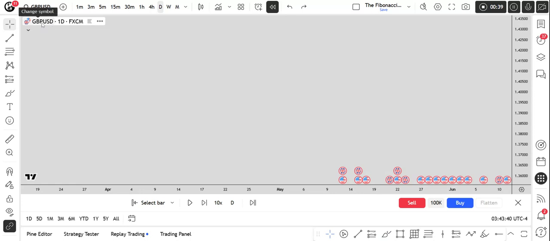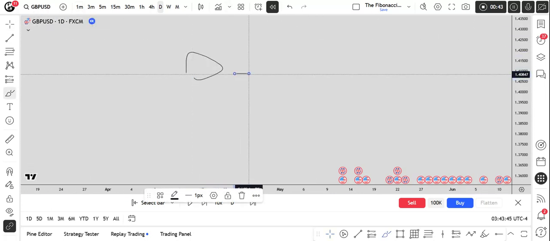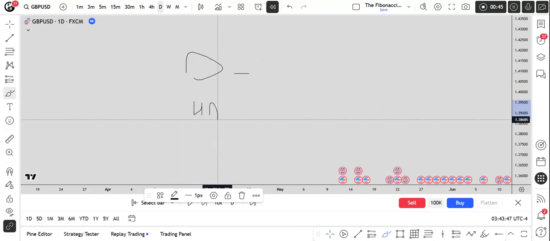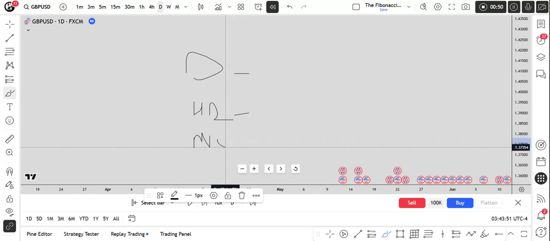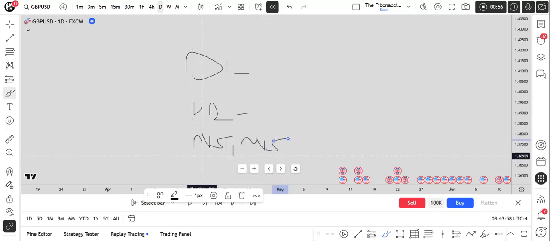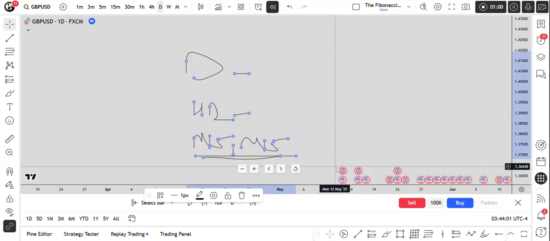I am using GBP USD on the daily time frame to frame our bias. For the bias, I use the daily time frame. For the structure, I use the 1 hour structure, and for the entries, I mainly use M15 and M5, whichever is cleaner. So let's go to the chart for the examples.